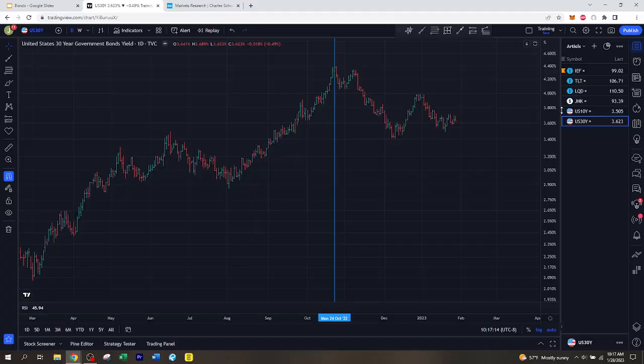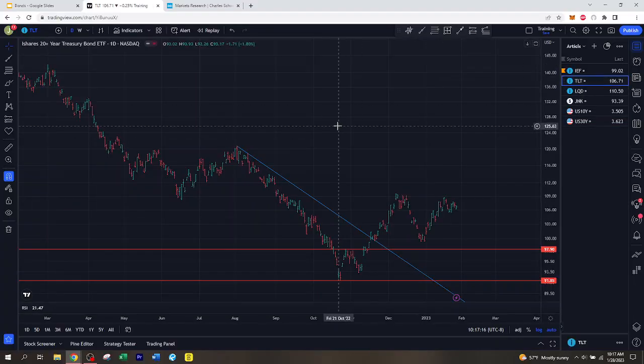There's your ultimate high in October, moving back to the bond ETF. There is your ultimate low in October. So that's just something to take into account. This is the clear identification that bonds and yields trade inversely.